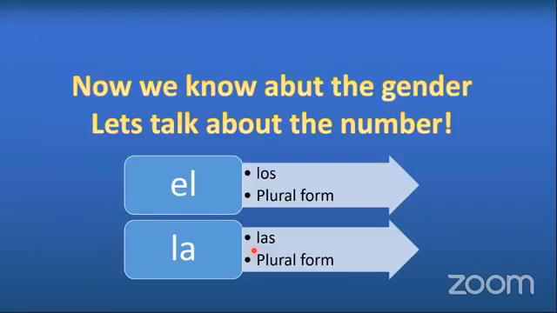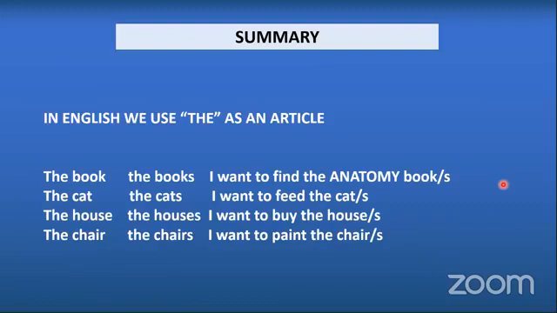Let's see the next one here. Now we know about the gender. Let's talk about the number. So we know that el we use for grammatically masculine nouns and la for grammatically feminine nouns. How do I make the plural of this? El goes to los and la goes to las. Next one here. Let's summarize.